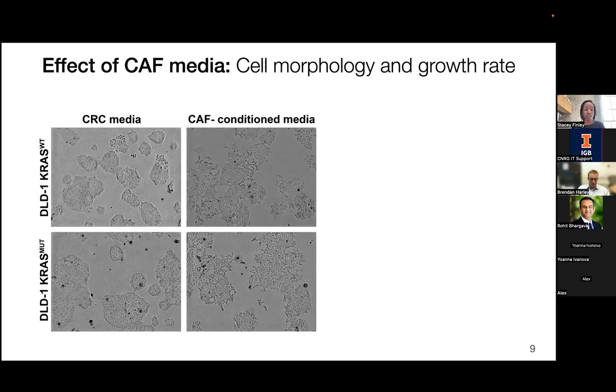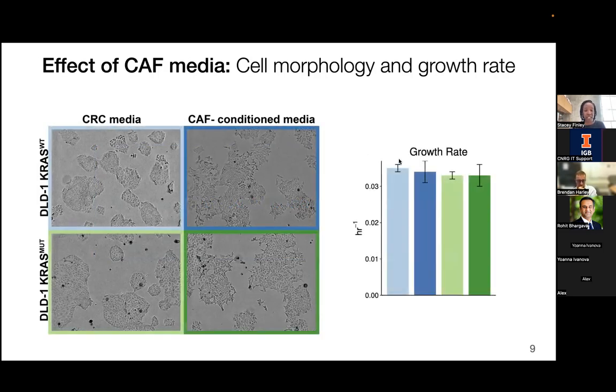Across the two rows are those two cell lines, and then across the columns are the different growth media. We can see that cells that are retained in colorectal cancer media remain rounder, and they have this morphology that's shown here, whereas when they're switched to the CAF conditioned media, they have more filopodia-like structures, and they're elongated. So we can certainly see that it affects the cell morphology.